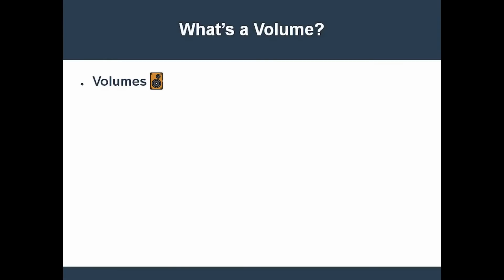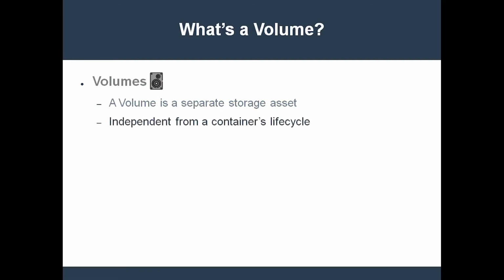A volume is a special type of storage location. What makes volumes special is the fact that they have a lifecycle which is independent of any one container. From the perspective of a container, a volume is just a directory. What this means is that a volume is mounted as a directory onto the file system of a container.